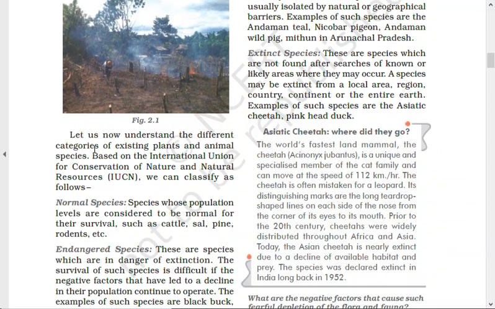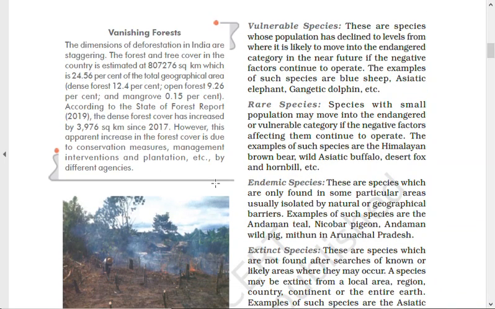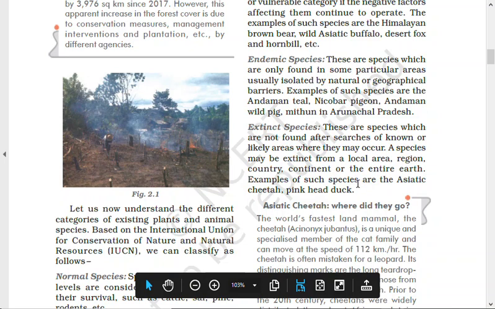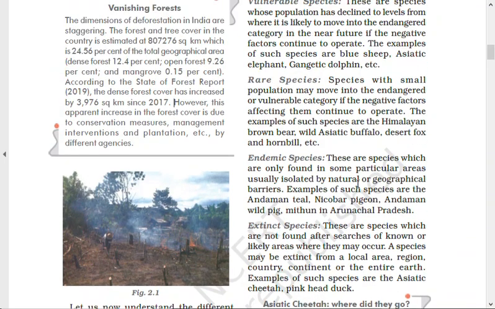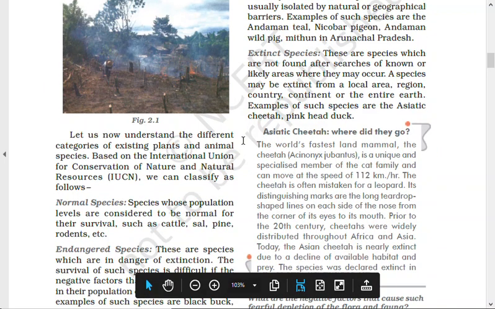All right. Now it says, let us now understand the different categories of existing plant and animal species based on the International Union for Conservation of Nature and Natural Resources, IUCN. Please remember this abbreviation, IUCN. I for international, U for union, C for conservation, and N for nature and natural resources. It classifies as follows: normal species, endangered species, vulnerable species, rare species, endemic species, and extinct species. So there are six categories that have been classified by IUCN.